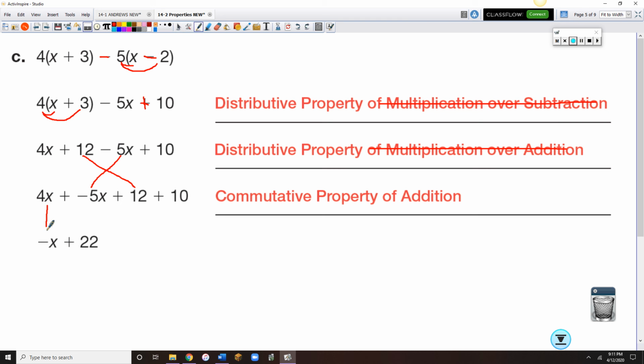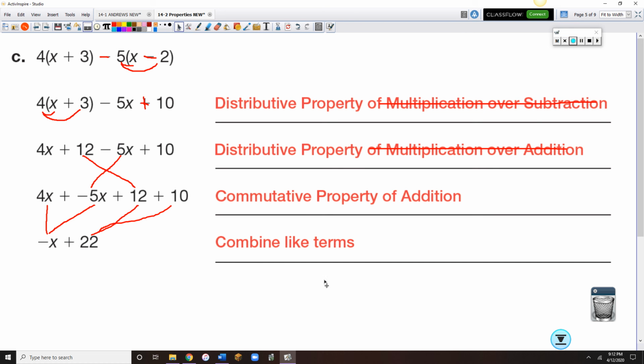Okay, what's different? Let's see, 4x and the negative 5x combined their like terms, and the 12 and the 10 combined their like terms. That's not a property, but it is a step.